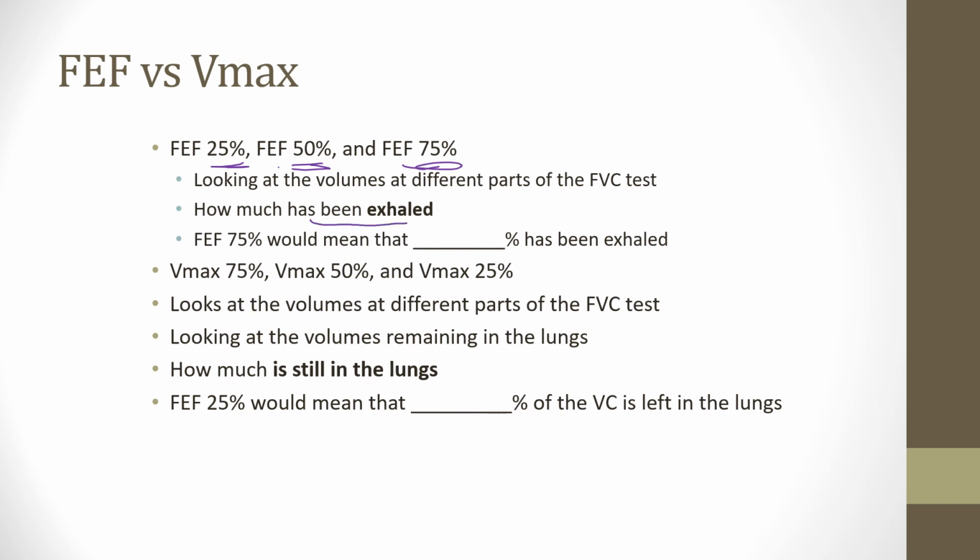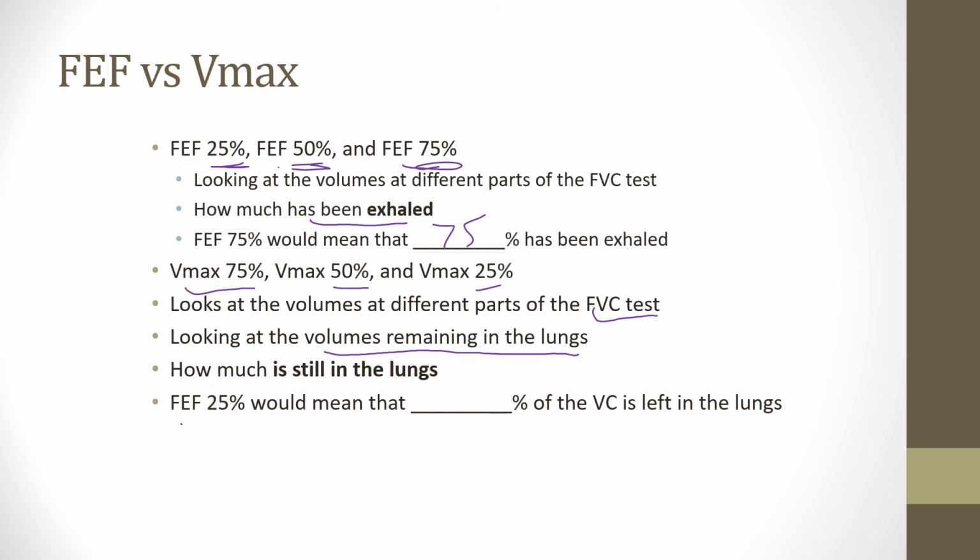So the FEF 75% would mean that 75% of the volume has been exhaled. When we're looking at the Vmax, it does it backwards. It's like a mirror image. It's just like Facebook Live, right? It does it backwards. It does a Vmax 75, 50, and 25. So this looks at volumes of the different parts of that VC test. They share that in common, but it looks at the volumes remaining in the lungs. So how much is still in the lungs?